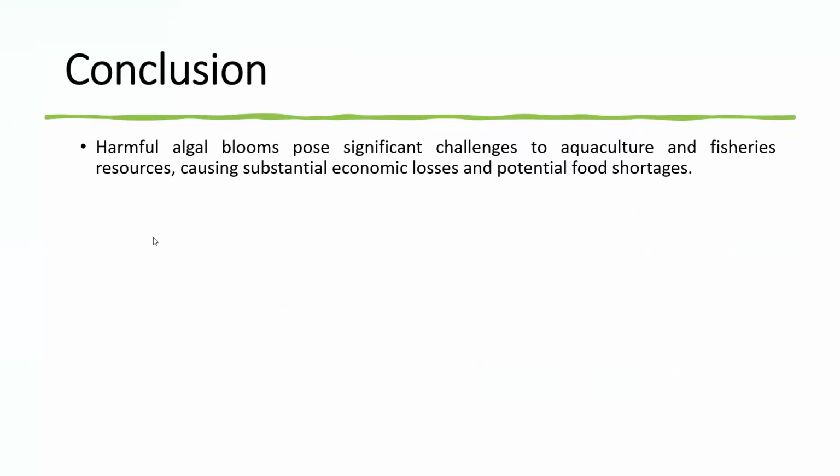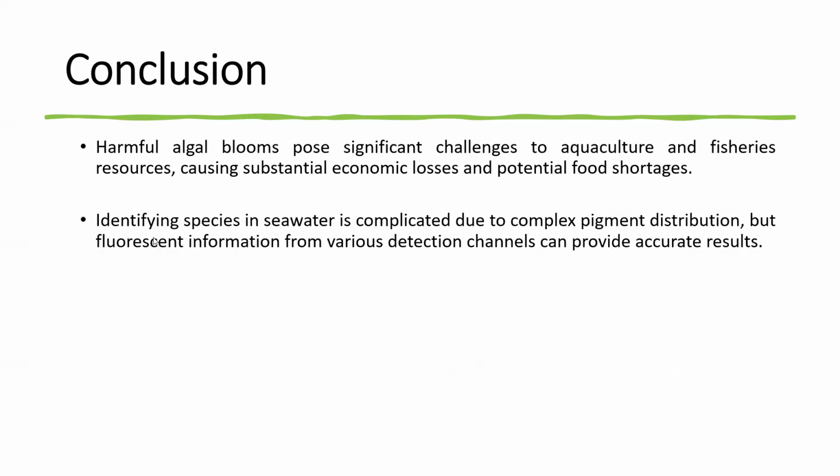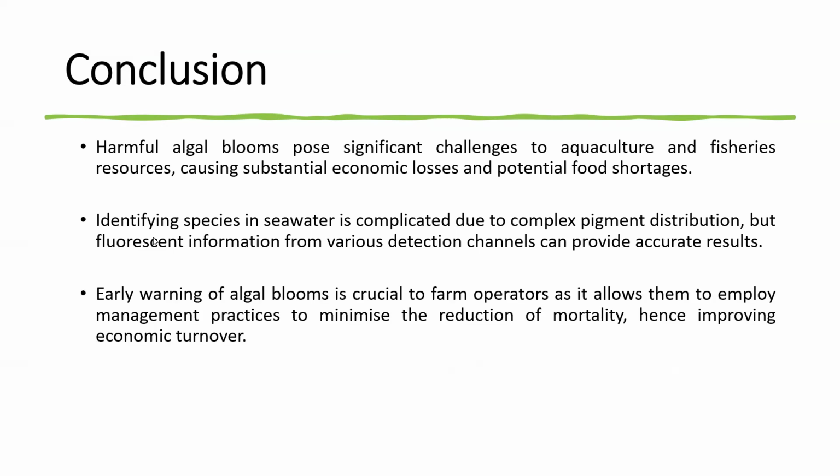So in conclusion, harmful algal blooms pose significant challenges to aquaculture and fisheries resources, causing substantial economic losses and potential food shortages. Identifying species in seawater is complicated due to the complex pigment distribution, but fluorescence information from various detection channels can provide accurate results. Early warning of algal blooms is crucial to farm operators as it allows them to employ management practices to minimize the reduction of mortality, hence improving the economic turnover.